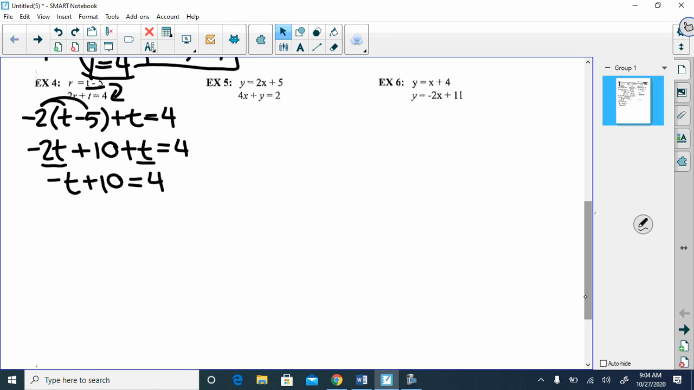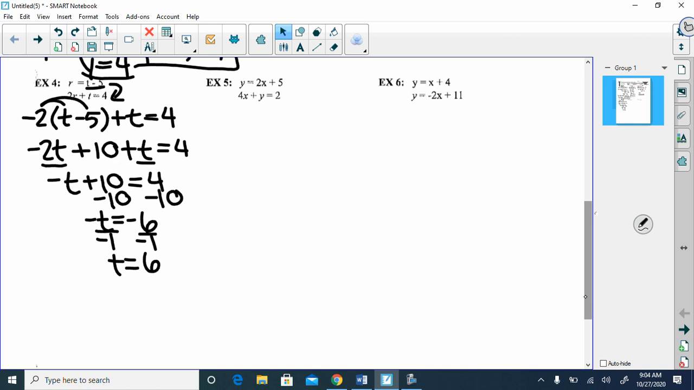So now I have to move that 10 to the other side, right? So I would have to subtract. So now I have negative t equals, very good. Okay. And we don't like a negative in front of our variable. How do I get rid of that? Good. So I'm going to end up with t equals positive 6. Right? Okay.